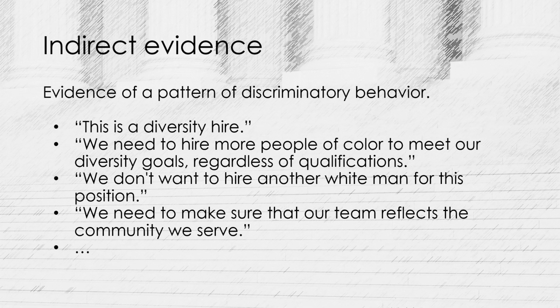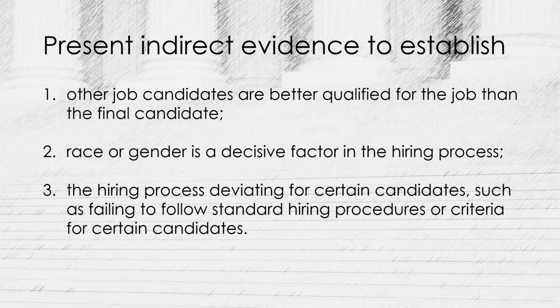the protected characteristics. To prove discriminatory intent, we can present indirect evidence to establish that, first, other job candidates are better qualified for the job than the final candidates. Second, race or gender is a decisive factor in the hiring process. And third, the hiring process deviated for certain candidates, such as failing to follow standard hiring procedures or criteria.